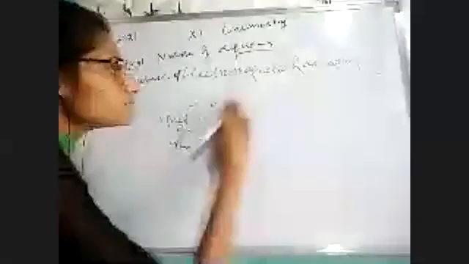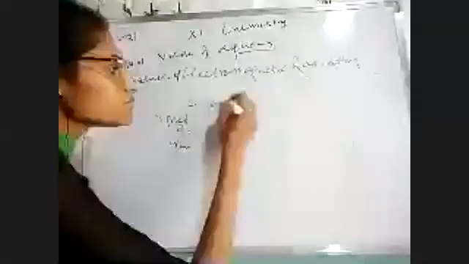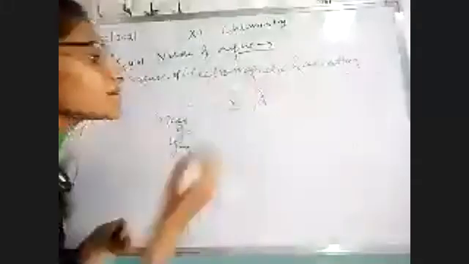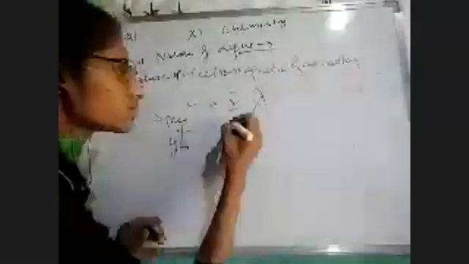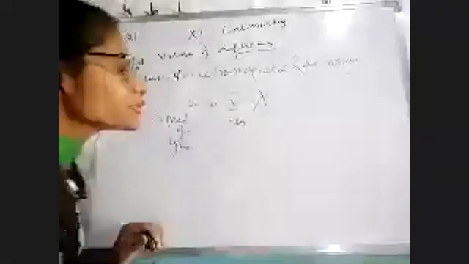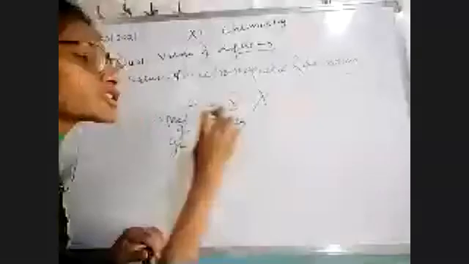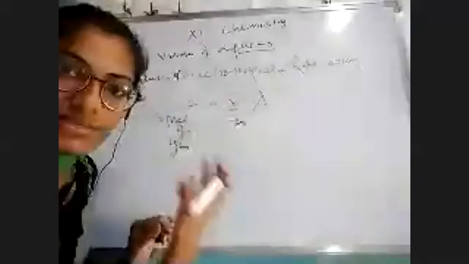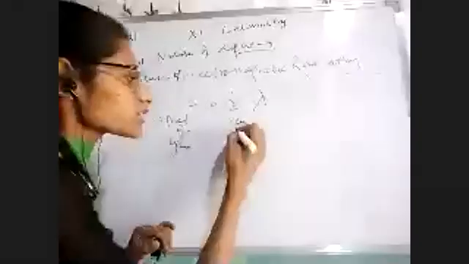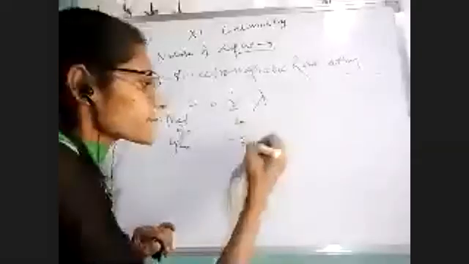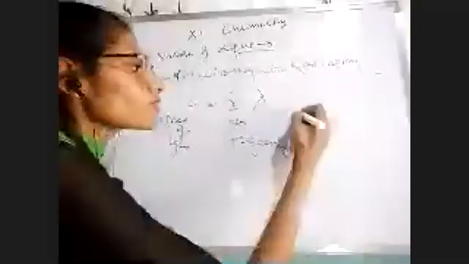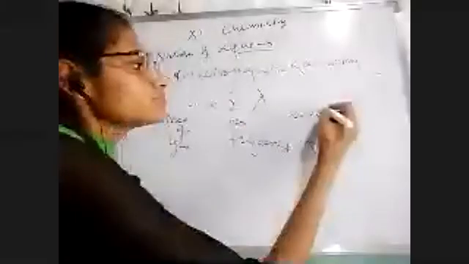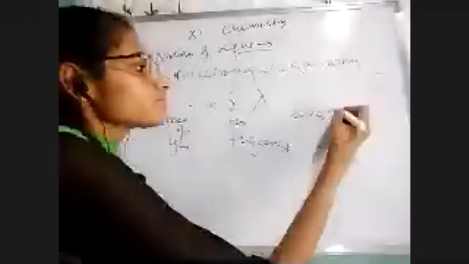Nu and lambda. This is pronounced as nu, which seems to be v, but this is nu, which is the notation of frequency, and this is lambda, wavelength. Now, talking about the units, I had already told you about the speed of light. This is 3 into 10 raised to power 8 meters per second. You know that very well.